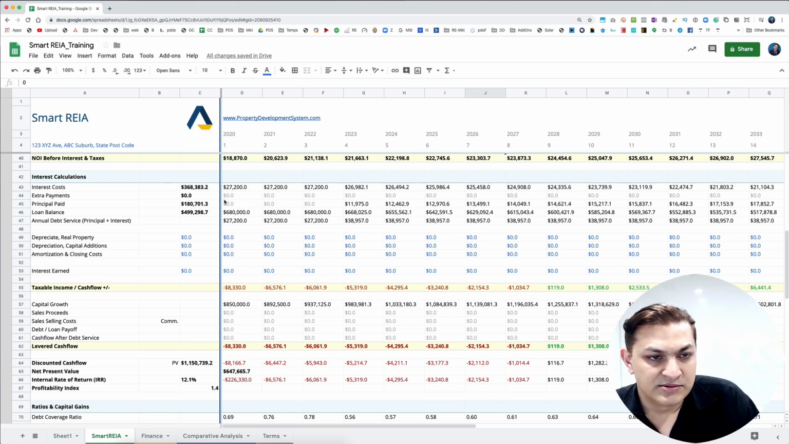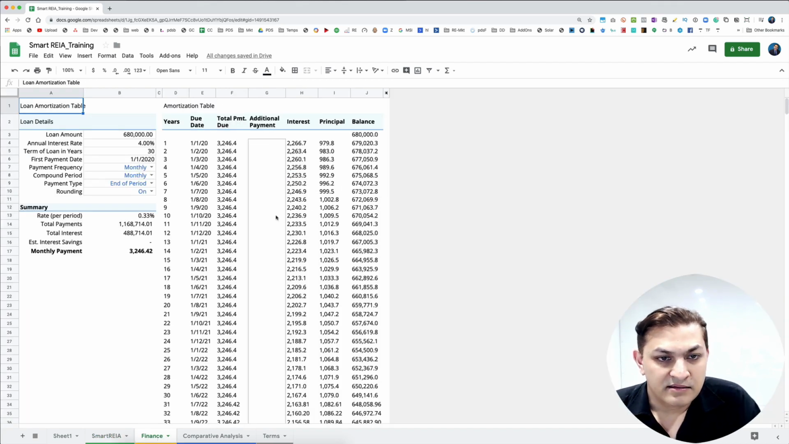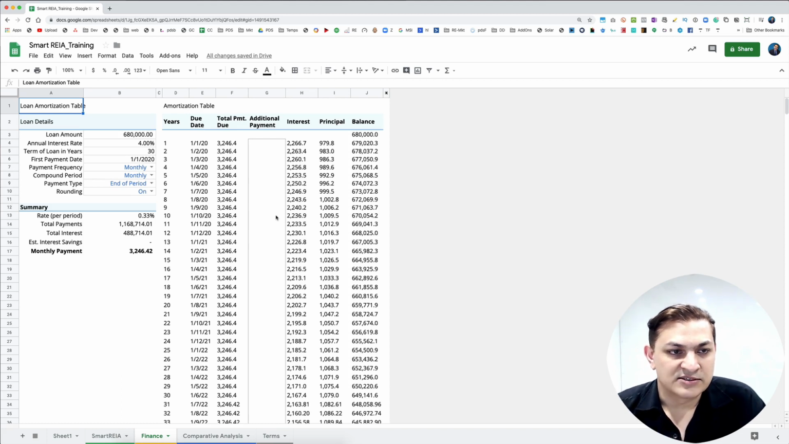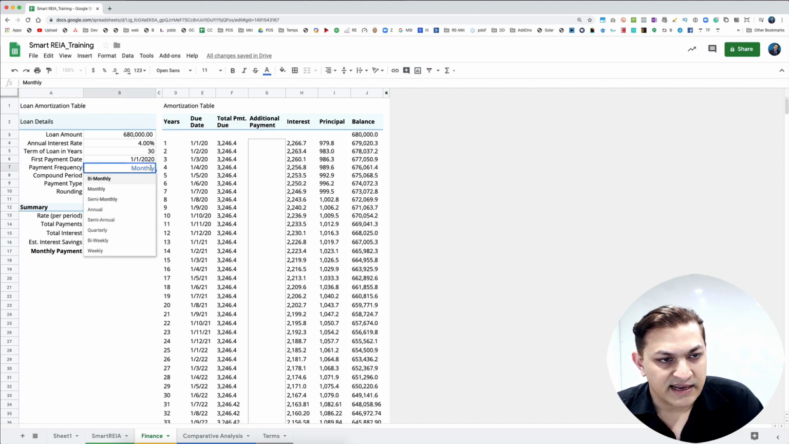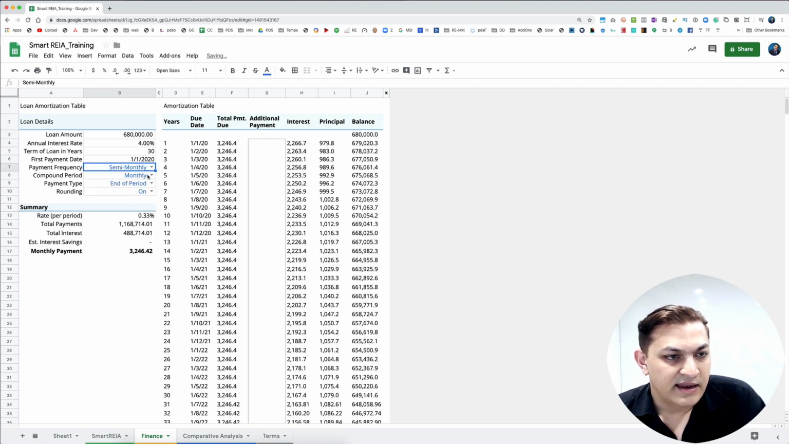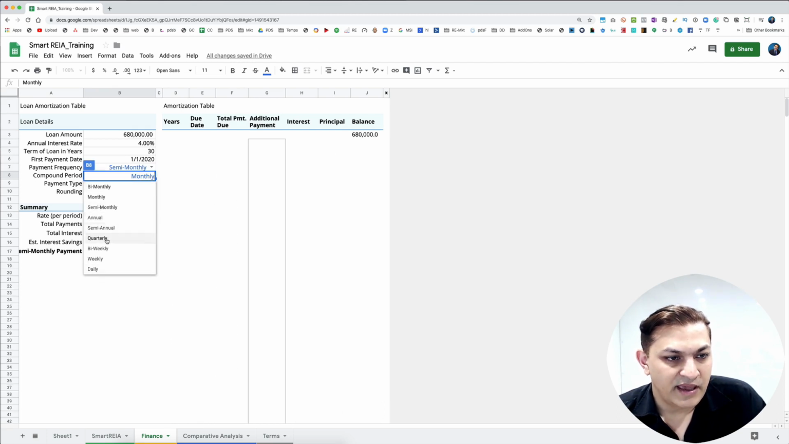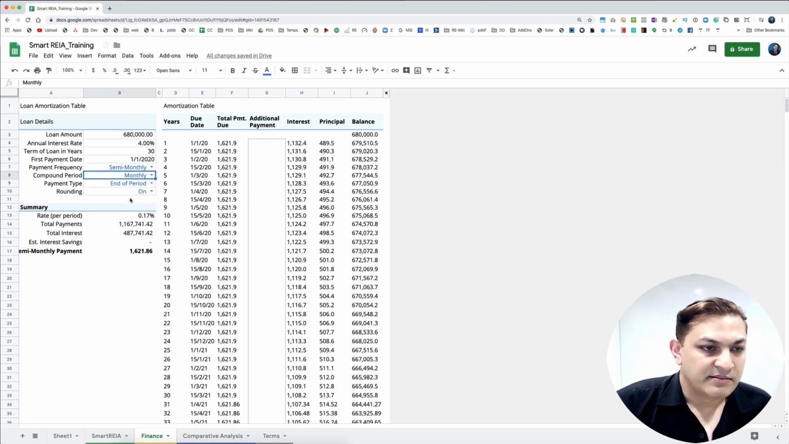Now, if you want to update this and select different finance options, I've got your back, because I created a full sheet which has all the finance options here. So your loan amount is that. You have an annual interest rate of 4%. The term of the loan is about 30 years. And for your payment frequency, you can come in and select. It's going to be bi-monthly, monthly, semi-annual, all sorts of options. So let's say it's going to be semi-monthly, and your compound period can be annual, bi-weekly, weekly, whatever you want to put in. You can select that.